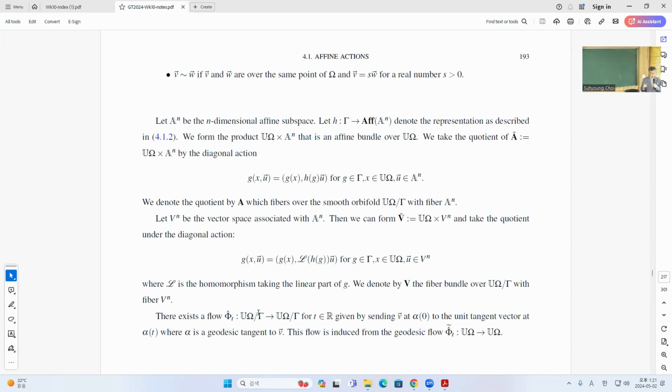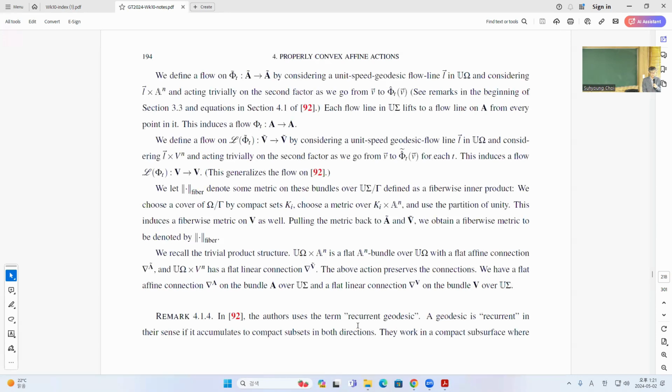So you take the vector and then you flow along and then at time t you go to some other unit tangent vector. By unit tangent vector I mean the equivalence class here. And so this will induce a geodesic flow. Then you can define this flow on A, because you can on the A tilde, which is just the product. So you follow along the geodesic, and then in the second factor, you just do the trivial action, and then you take the quotient. So even in the product, the flow on A tilde is of course trivial, but in the quotient, it may not be. It's not really trivial.